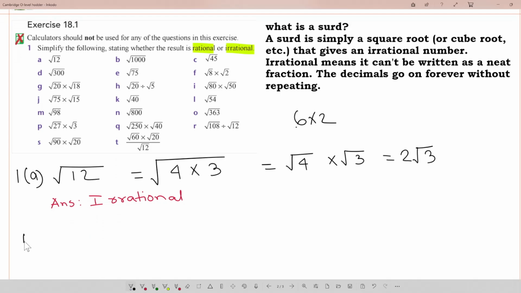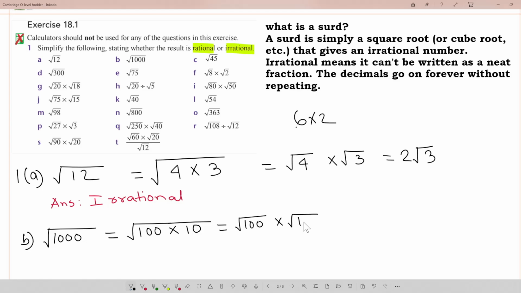Number B, here is root 1000. This one is a similar thing. We can write root 100 times root 10. Root 100 means 10, and here is root 10. So this one is also an irrational number. In brackets we can write irrational.